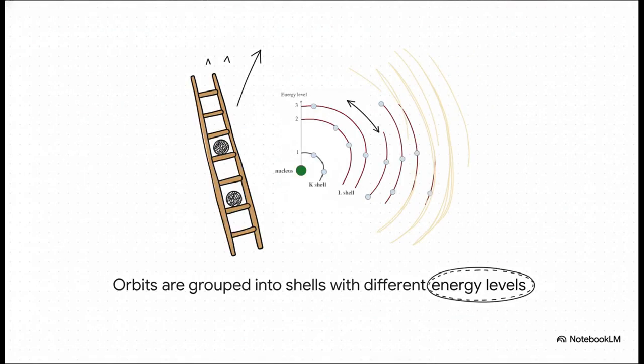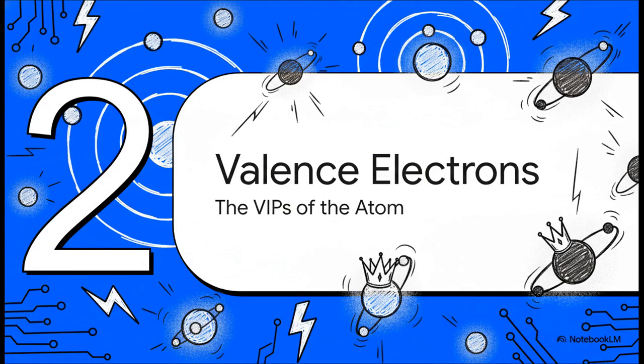Okay, so these orbits aren't just all over the place. They're actually very organized, grouped into specific energy levels that we call shells. And here's the key rule to remember. The further an electron is from that central nucleus, the more energy it has. Think of it like floors in a building. The higher up you go, the more potential energy you have. Same idea.